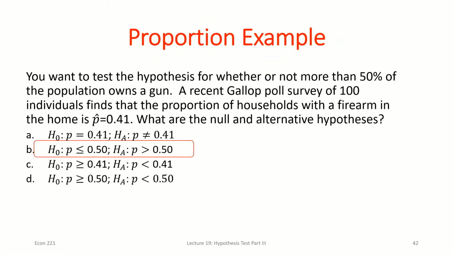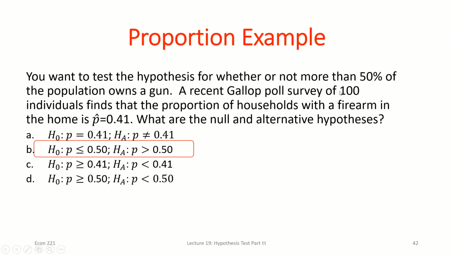Apparently I have my animations turned off here, so we already kind of know what the null and alternative are going to be. But let's talk through it. You want to test the hypothesis for whether or not more than 50% of the population owns guns. That's what you are testing for, so that's your alternative hypothesis: the population proportion is greater than 0.5. You assume the opposite is true, that it's less than or equal to 0.5. So you've got a right-tailed test.